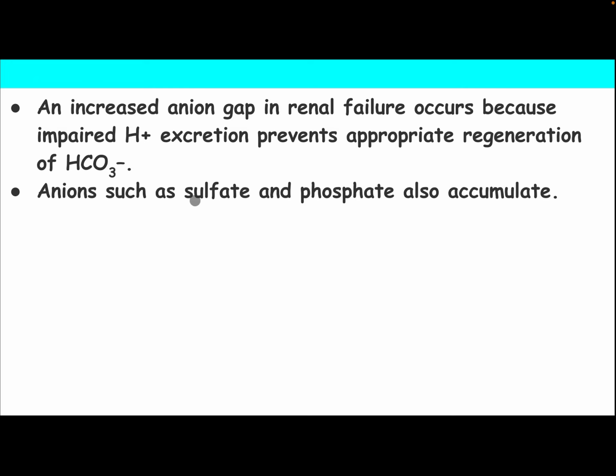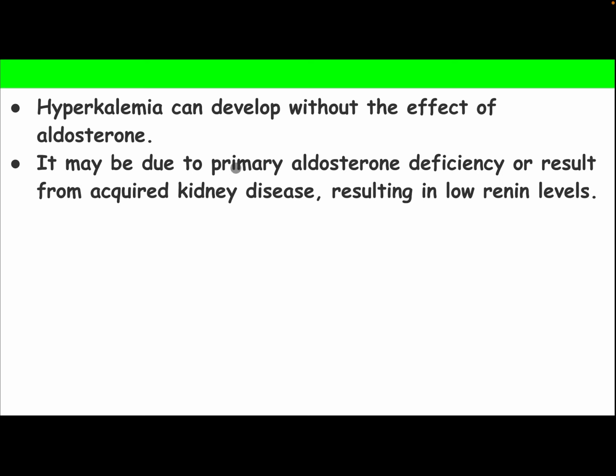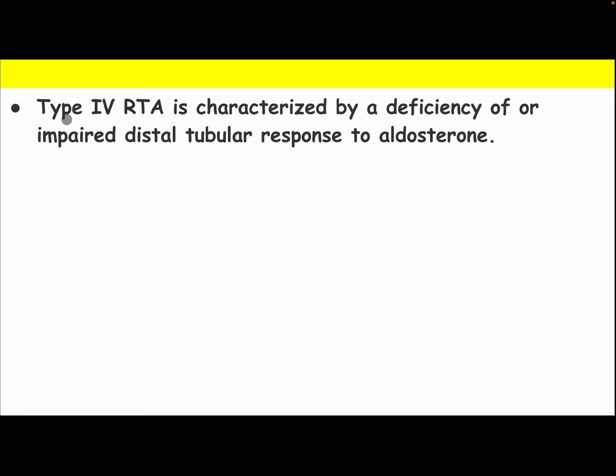Anions such as sulfate and phosphate also accumulate. Hyperkalemia can develop without the effect of aldosterone. It may be due to primary aldosterone deficiency or result from acquired kidney disease, resulting in low renin level. Type 4 RTA is characterized by deficiency of, or impaired distal tubular response to, aldosterone.